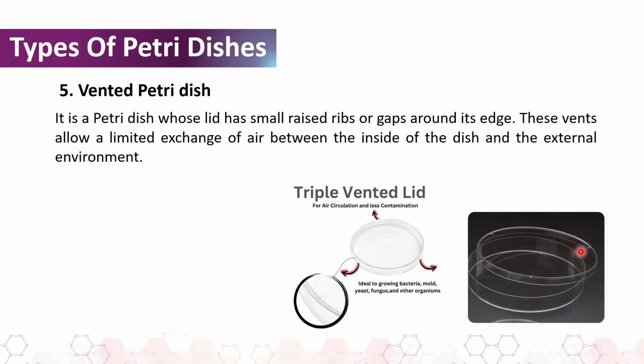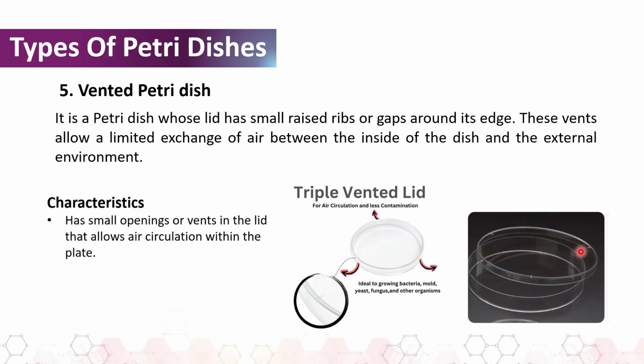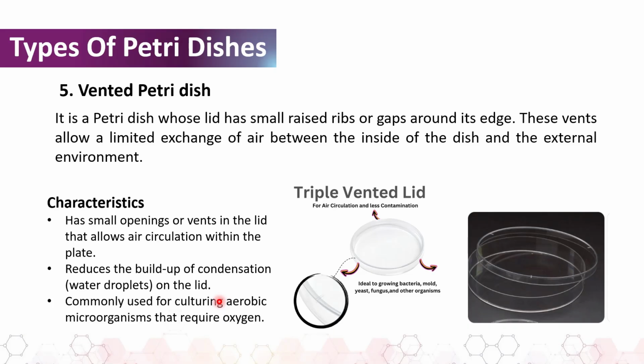external environment. So the characteristics of the vented Petri dish are: 1, it has small openings or vents in the lid that allow air circulation within the plate. It also reduces the buildup of condensation, which are water droplets on the lid. And it's commonly used for culturing aerobic microorganisms that require oxygen.